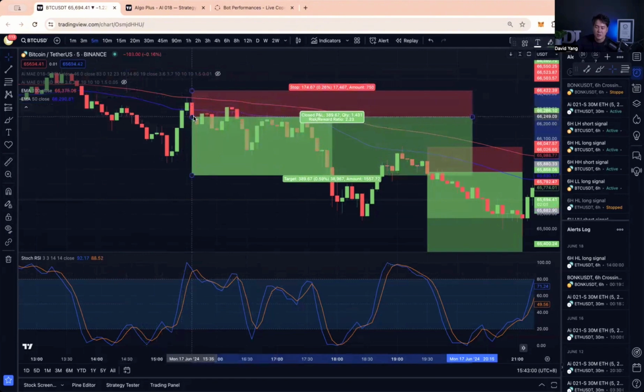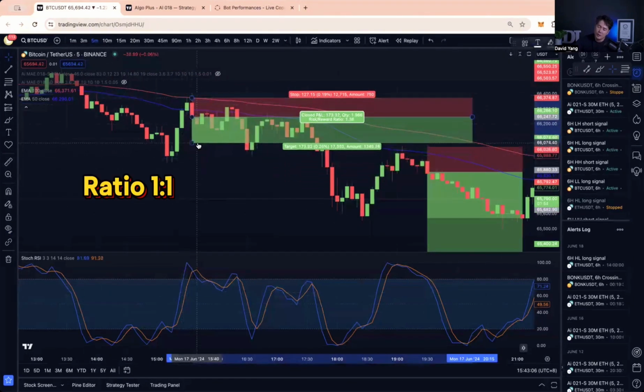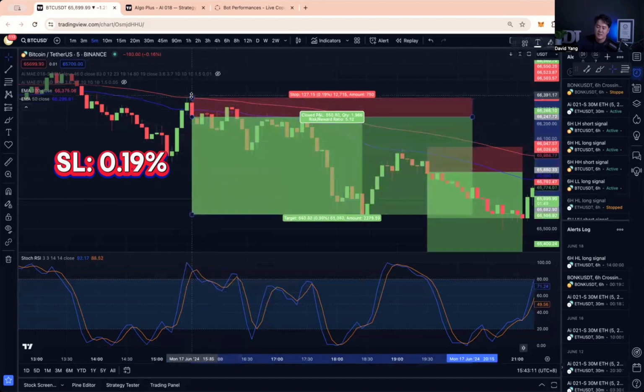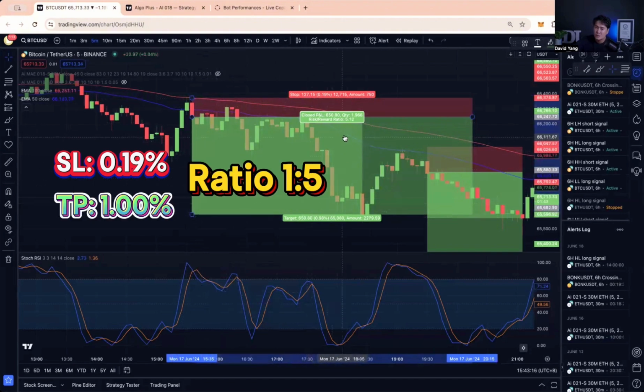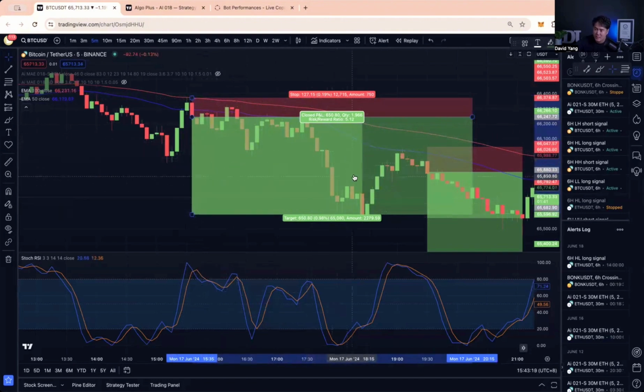Then where is your stop loss? Your stop loss is the previous swing high. As usual, take 50% at 1-to-1, and with the balance, let the profit fly. Here there is a 0.19% stop loss, but the profit can go up to 1%. It's a 1-to-5 ratio. That is really interesting.